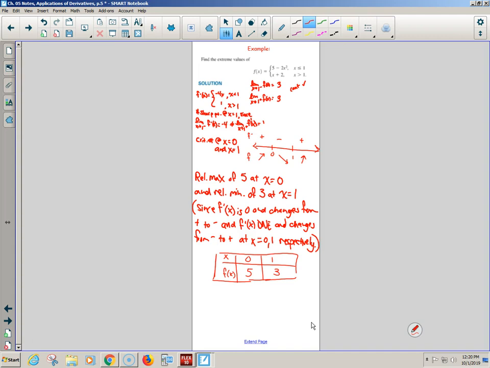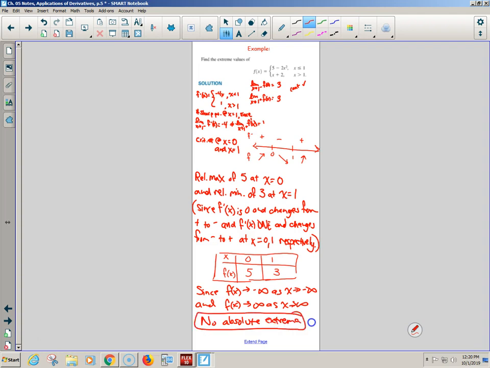What's the function's behavior? Since f of x approaches negative infinity as x approaches negative infinity, and f of x approaches positive infinity as x approaches positive infinity. You see it going up forever? You see it going, well, coming from down forever? Doesn't that mean there are no absolute extrema? You guys agree? It doesn't matter. There is none. The function is increasing without bound and decreasing without bound.